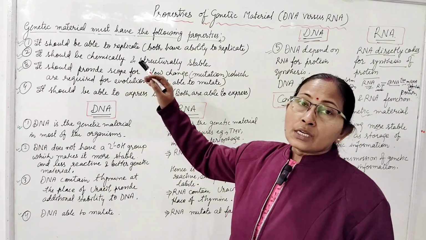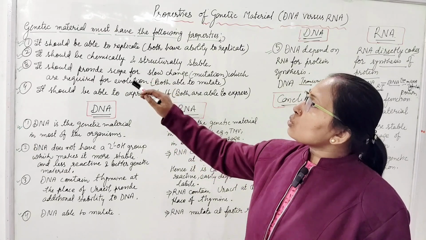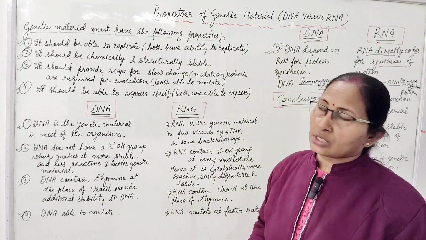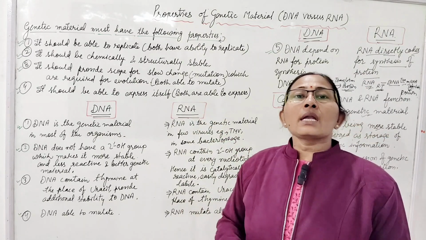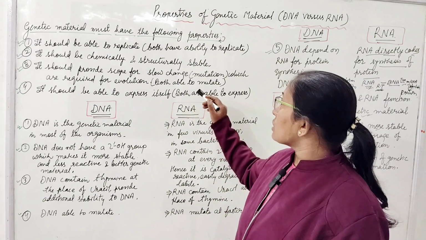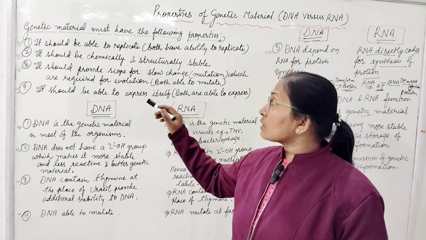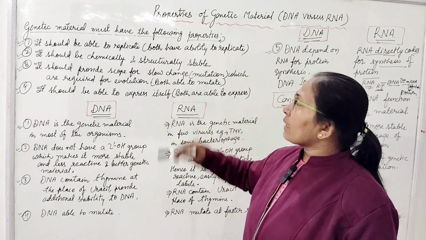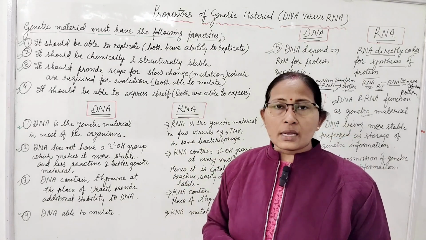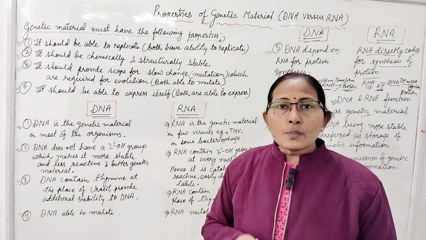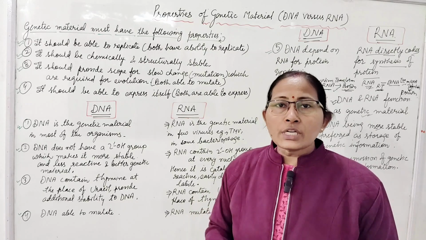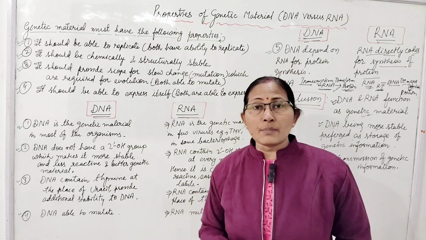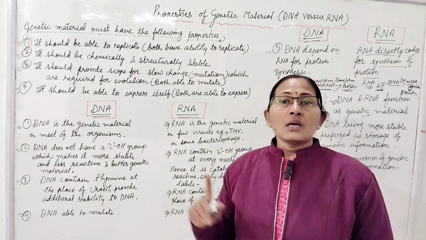The third property needed in the genetic material is that it should provide scope for slow change, that is mutation. Slow and heritable change is the mutation, which is required for evolution. Both DNA and RNA are able to mutate. DNA mutates slowly, RNA mutates faster. It should also be able to express itself. Both are able to express themselves.